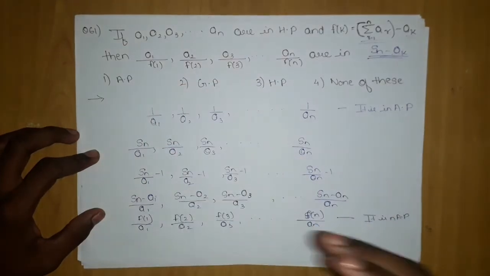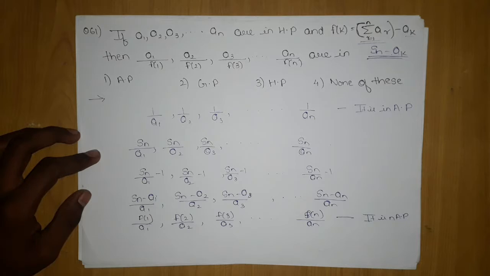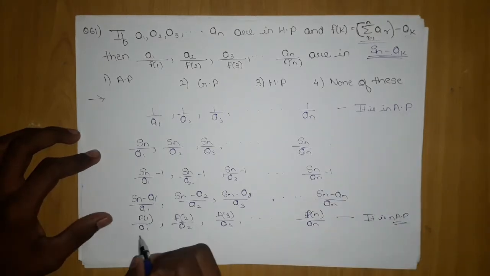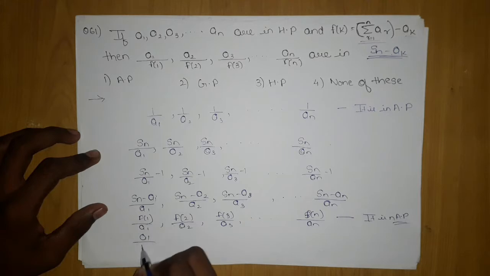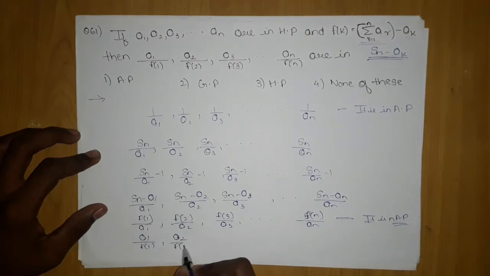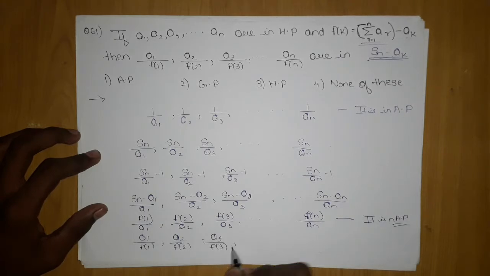A1 upon f of 1. So we will reciprocal it. Okay, reciprocaling it means what? Turning AP into HP. So at the moment I reciprocal it, it literally went to HP. Okay, so this was the explanation of the question.